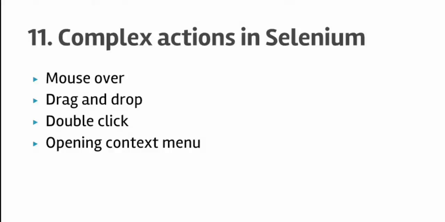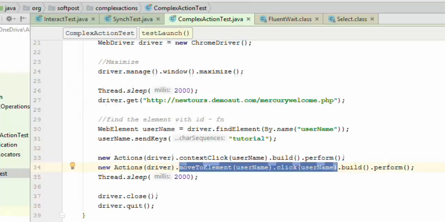Hello friends, welcome to lecture number 11, that is complex actions in Selenium WebDriver in Java. In this lecture you will learn how to do complex actions or operations like mouse over, drag and drop, double clicking on an element, and opening the context menu on a web page. So all these actions, how to perform them in Selenium WebDriver in Java, we are going to see in this particular lecture. So let us start right away.